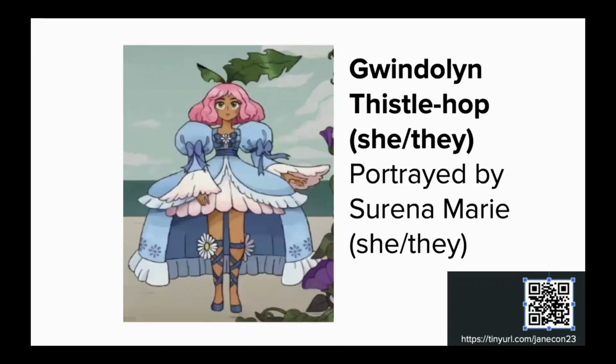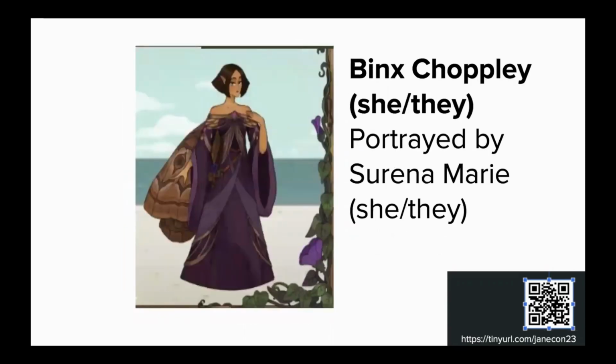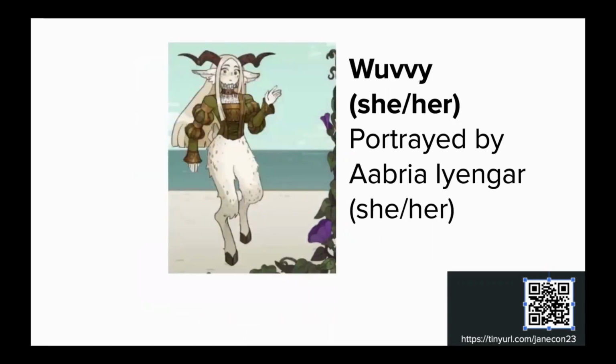Serena Marie portrays Gwendolyn Thistlehop. However, early in the season, it's revealed that Gwendolyn is actually Binks Chopley, the last known survivor of the Court of Craft, whose magic, we find out, was stolen to sustain the Court of Wonder and other allied dominant courts. Abria Iyengar, the show's game master, portrays Wovey, among many other non-player characters. Wovey is Rue's longtime assistant and close friend, and she spends much of the season helping Rue, trying to love them in ways Rue does not know how to respond to, and finding her own way.